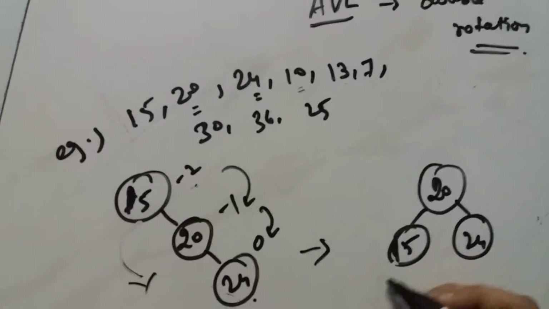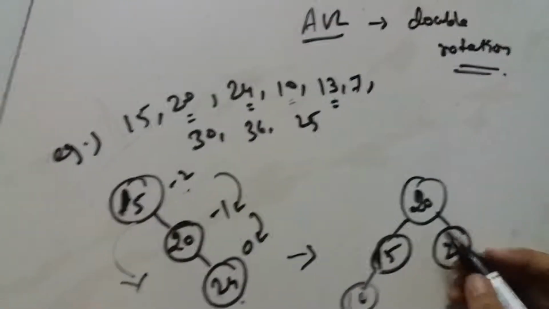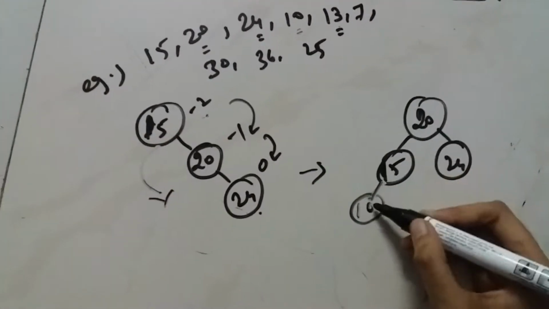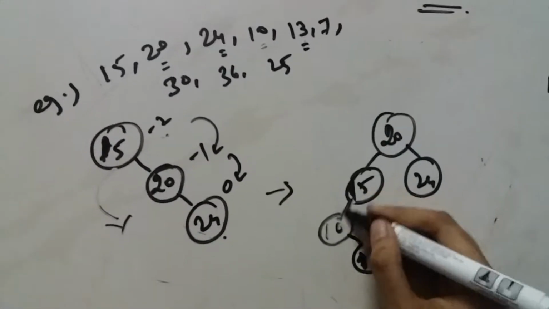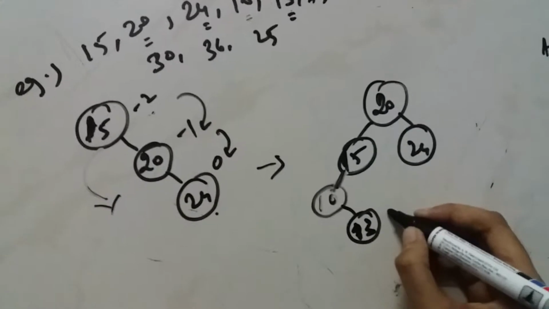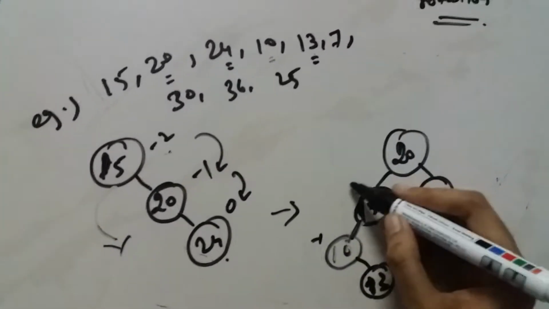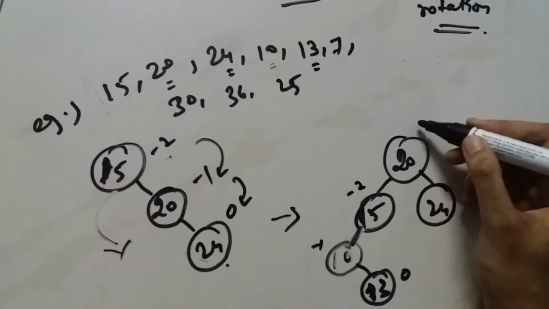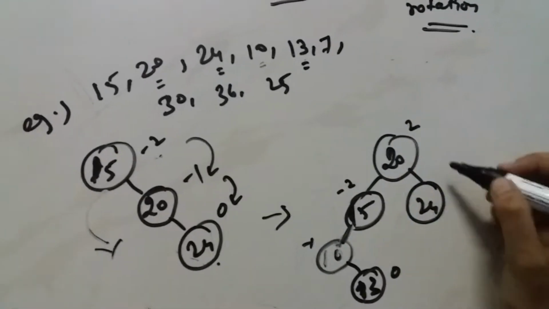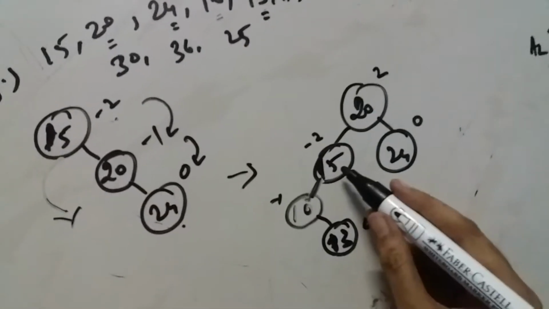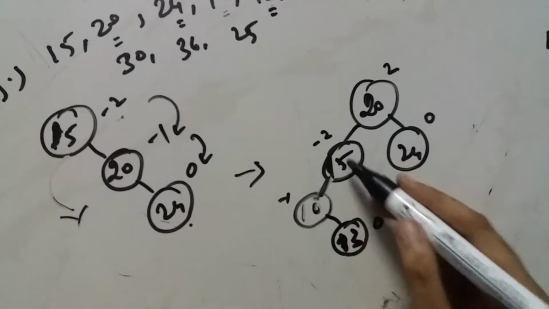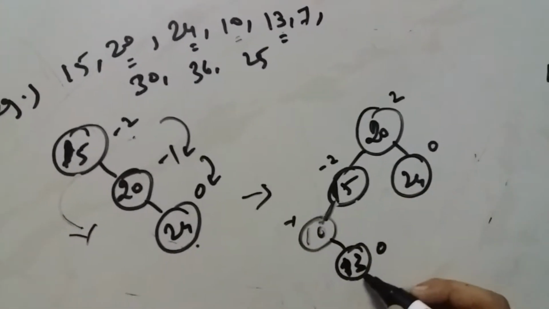Next is 10, which is less than 15, so it comes to the left side. There is no imbalance, so let us proceed with insertion. 13 is less than 20, less than 15, but greater than 10. Here you need to consider the balance factor. Here it is 0, minus 1, minus 2, 3, minus 1, 2, and here it is 0. So the imbalance occurs at two nodes. You need to consider the first node from the leaf node. This is the first node from the leaf node, so you consider this as the imbalance node after inserting 13.